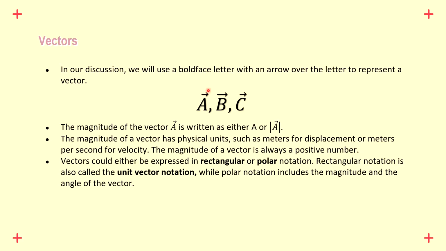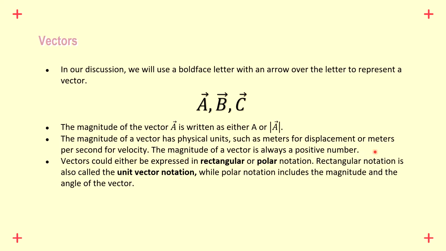The magnitude of the vector A is written as either the simple uppercase A or the vector notation A inside two straight brackets, which denotes that the absolute value of the vector is to be obtained. The magnitude of a vector has physical units such as meters for displacement or meters per second for velocity. The magnitude of a vector is always a positive number.